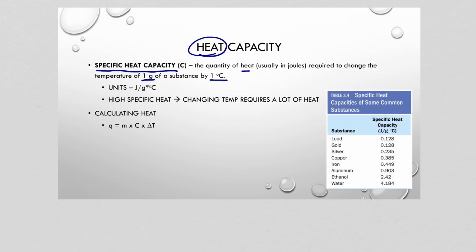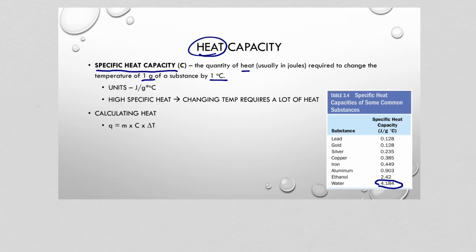Now, on the other hand, for aluminum, it takes 0.9 joules to raise 1 gram by 1 degree Celsius. And if you look at the far end of the scale, something like water has a very high specific heat. It takes 4.184 joules to raise 1 gram by 1 degree Celsius. So it takes a lot more energy to change the temperature of water than it does to change the temperature of, say, copper.